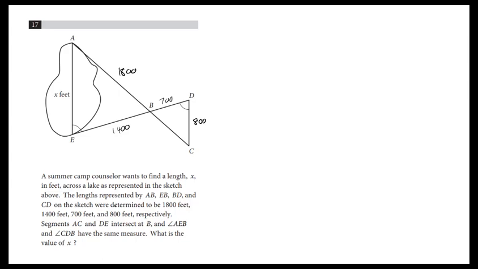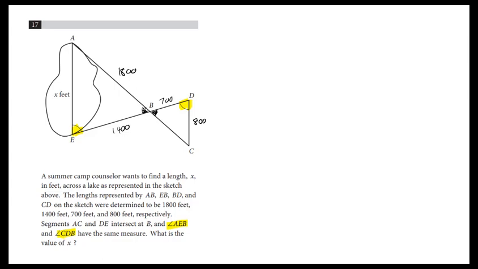And then it says that AC and DC intersect at B, so there's an intersection there, and they're crossing like that, so it looks like they're vertically opposite, so they're going to be the same angle. And angle AEB, this one, is the same measure as angle CDB, so CDB is this one. What is the value of x?